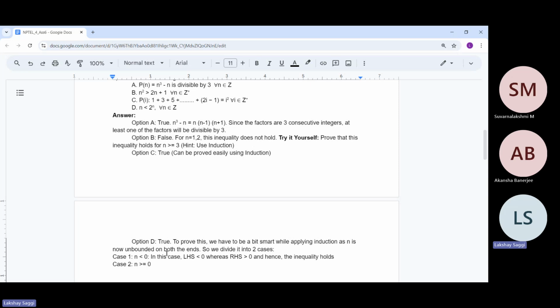For the n greater than or equal to 0 case, n is 0, 1, 2, 3, and can go until infinity. So now we can apply induction. n equal to 0 will be the base case, and you can see that the base case holds because n equal to 0 is 0, and 2 to the power 0 is 1. So 0 is less than 1. And now induction can be applied.